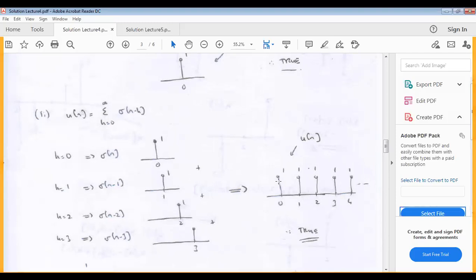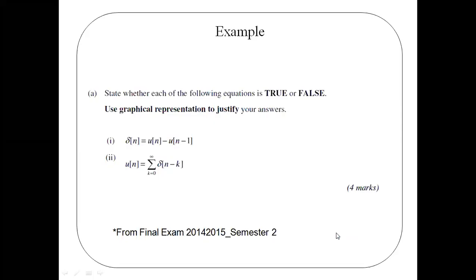So basically what we have here is a step function. It is true that the summation of delta[n minus k] from k equals 0 to infinity gives us a step function. So this statement is true. Okay then, hopefully you're clear about this example.